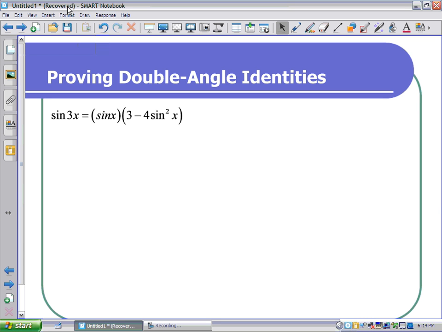Proving double angle identities. This is the second example here. We have sine 3x is equal to sine of x times the quantity 3 minus 4 sine squared x. If we again look at our sum and difference identities, we can rewrite sine 3x as sine of x plus 2x.